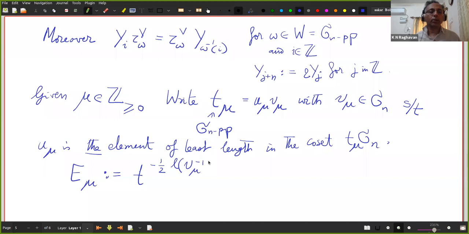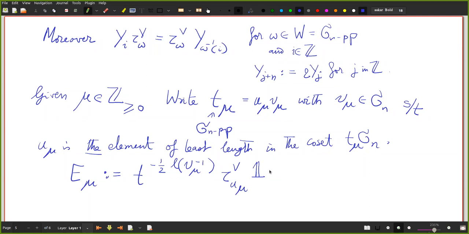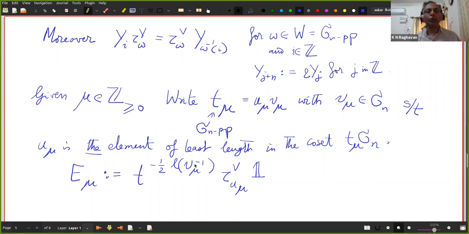I don't understand why this inverse, Aruna, in your paper you keep writing this inverse. Why do you do that? Am I audible? Yes, you are audible, but Arun doesn't seem to be online. Okay. So I don't know. I could have written v_mu here. They keep writing consistently v_mu inverse.